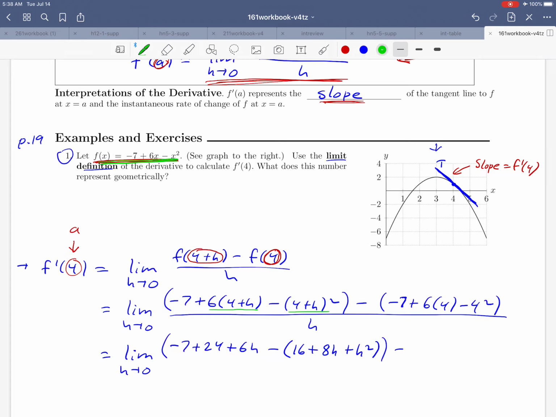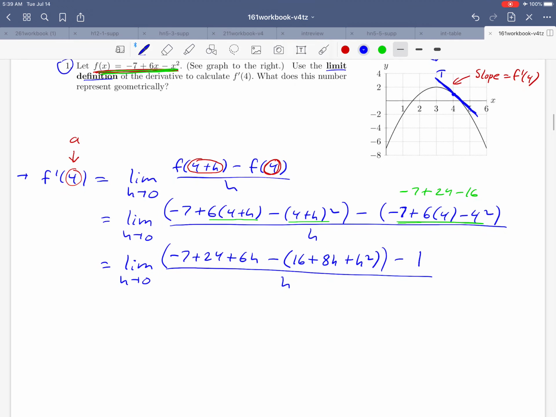And then the next thing we come to is this group of numbers here, negative 7 plus 24. Let's just write down what those numbers are: negative 7 plus 24 minus 16. If you do the arithmetic there, that's going to work out to a 1, I believe. And that's inside the parentheses, so we are going to just get a minus 1 for that piece. And so far we're looking at that.